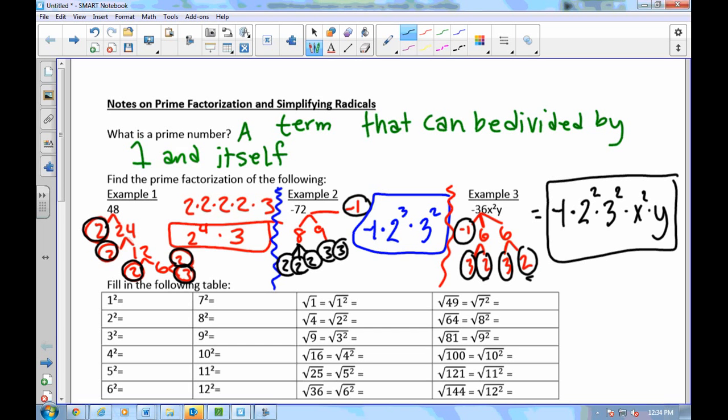So we don't do anything with the variables? No, because like these guys, once we know how many they are, we put them back together. So x squared, the squared already tells us there's 2. So no need to break them down because we just put them right back together.